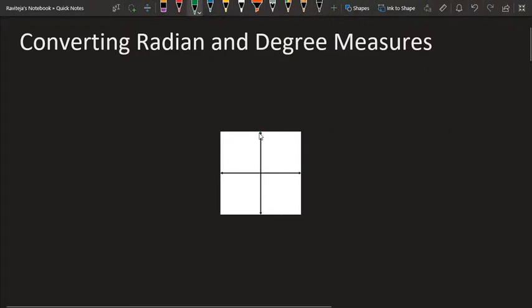So right now we're going to draw our unit circle over here. We're going to have 0 over here, pi over 2 here, pi here, and then 3 pi over 2 over here. And now that we got all this ready, let's say I gave you a degree measure that I wanted you to draw on this unit circle, and let's say that I gave you 60 degrees.